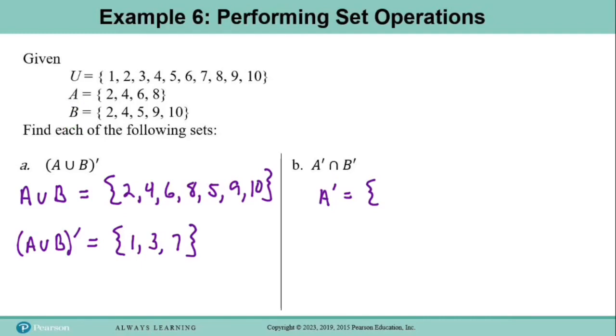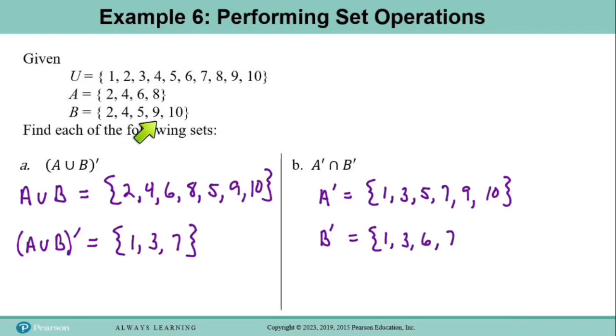A prime is going to be the set containing every element of U that is not included in set A. So it will include the element 1, it will include the 3, and the 5, and the 7, and also the 9 and the 10. And then B prime, or the complement of B, is going to be everything from the universal set that's not part of set B. So that's going to be the 1, the 3, not the 5, but the 6, the 7, and the 8, and that's it.